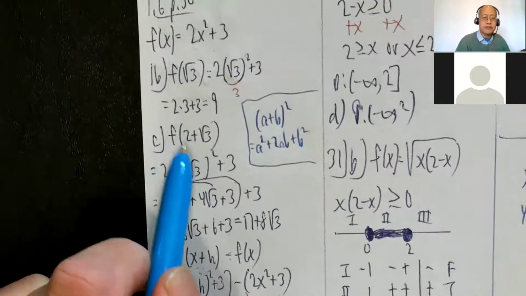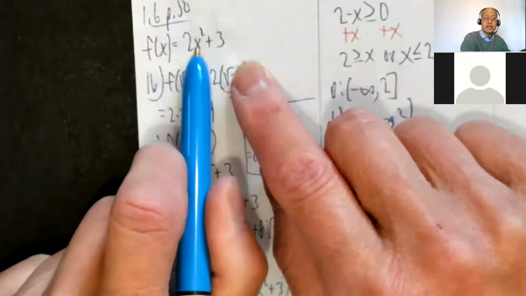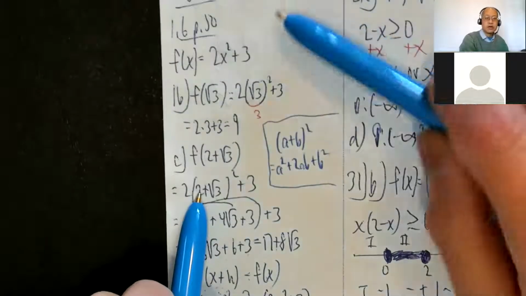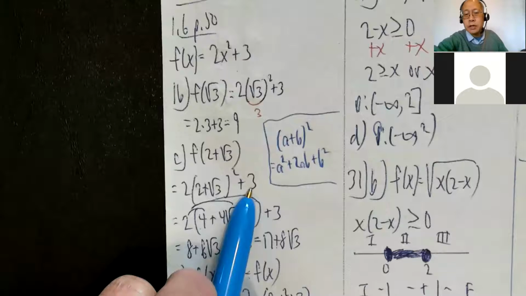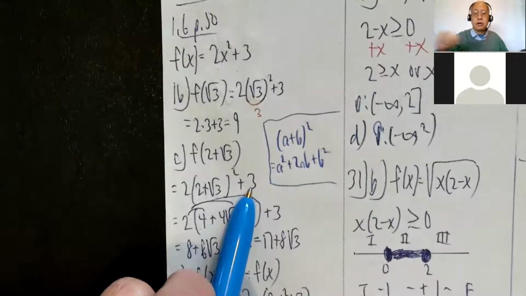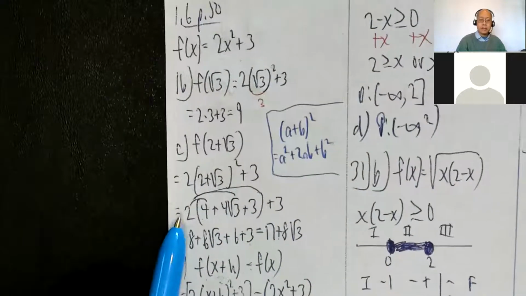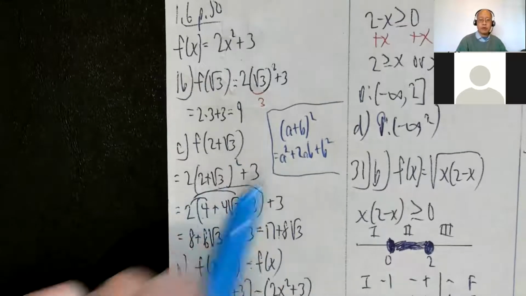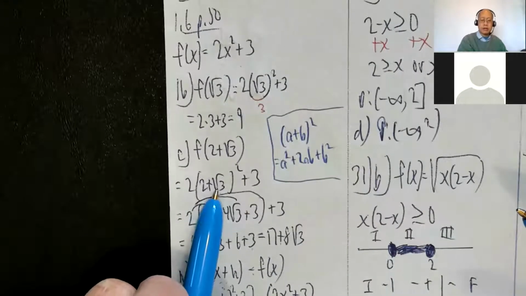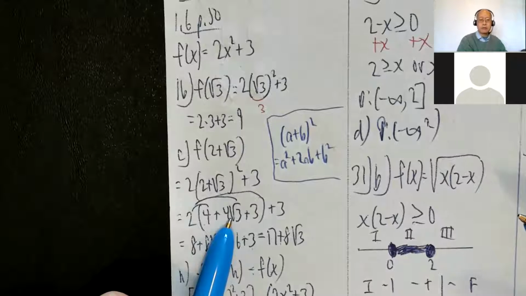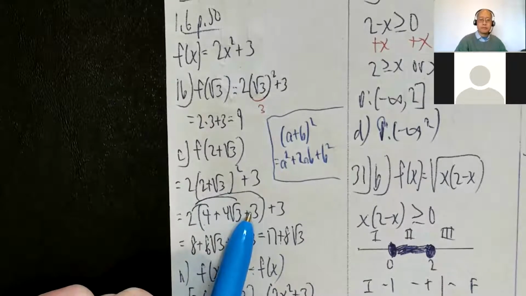A little bit harder is f of 2 plus radical 3. Okay, so right here where it sees x, erase it and put parentheses, 2 plus radical 3. So it's going to look like this: 2 times parentheses 2 plus radical 3 squared, plus 3. Then I use my formula for the square of a binomial. We call it (a plus b) squared from algebra, which is a squared plus 2ab plus b squared. So here, leave the 2 alone. 2 squared, a squared, is 4, plus 2ab, 2 times 2 times radical 3, so 2 times 2 is 4, 4 radical 3, plus b squared, radical 3 squared is 3. And then I add 3 at the end.